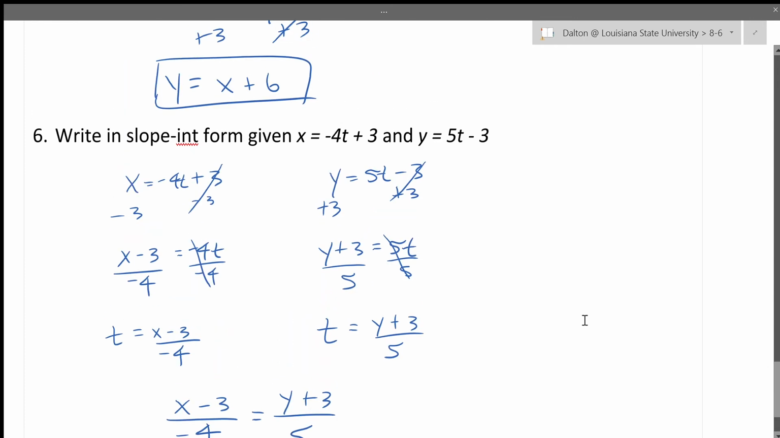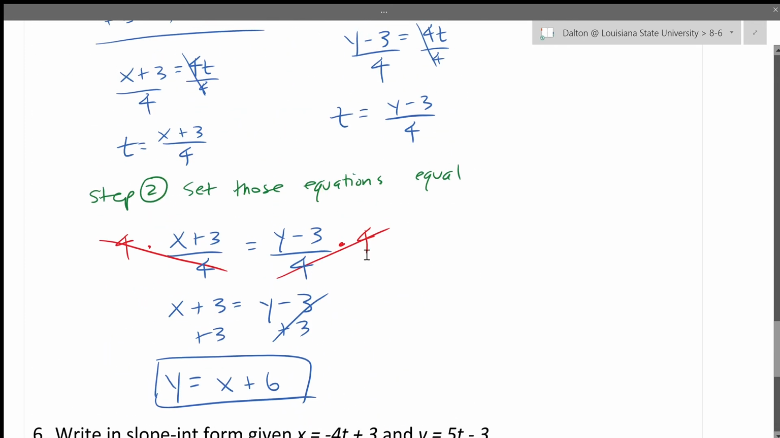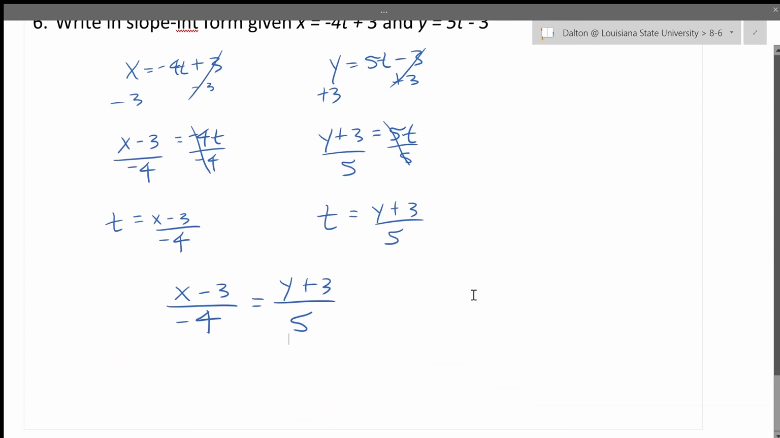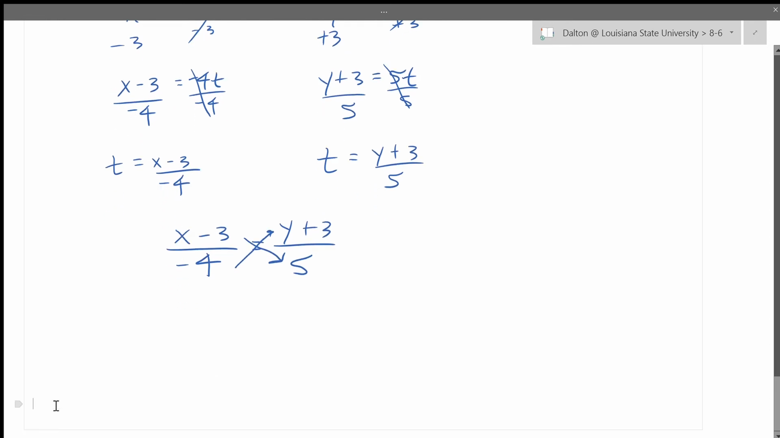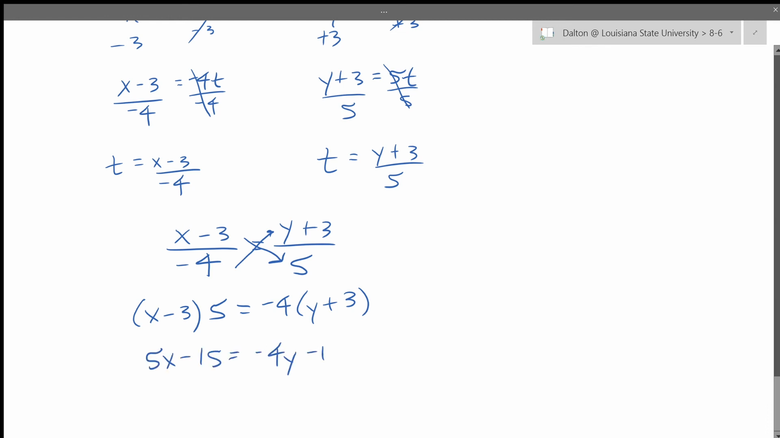Now, the last time, both of the denominators were the same. So we multiplied everything by 4, and we got rid of our fractions, and everything was good. In this case, our denominators are not the same, so I recommend that we cross-multiply. In doing so, the only thing you have to be cautious of is when you cross multiply (x minus 3) times 5, that 5 needs to distribute to both the x and the negative 3. So that's why I'm leaving it in parentheses here. Same thing with the negative 4. It needs to distribute to both the y and the positive 3. So then if I distribute those, I get 5x minus 15 equals negative 4y minus 12.